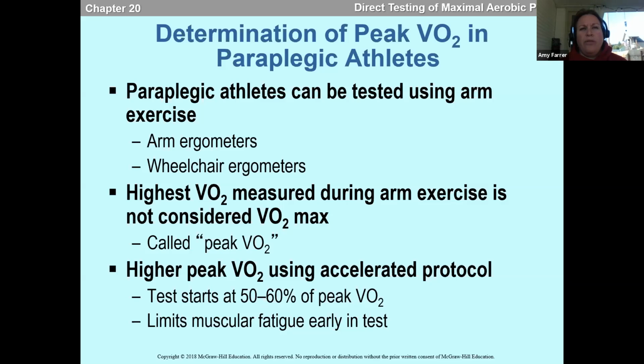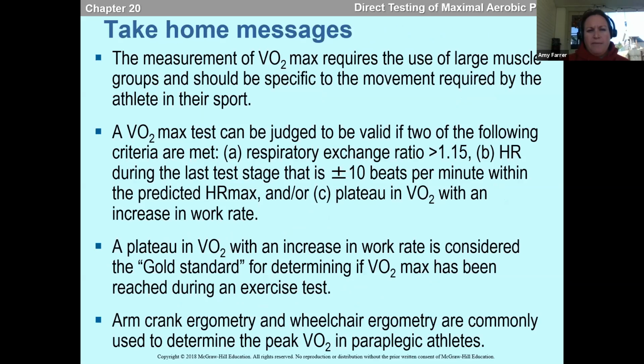We know that muscle fatigue is going to play a factor here before we get into the aerobic component. So we're going to start higher because we know that the test is going to have to be shorter. Okay, so just keep that in mind.